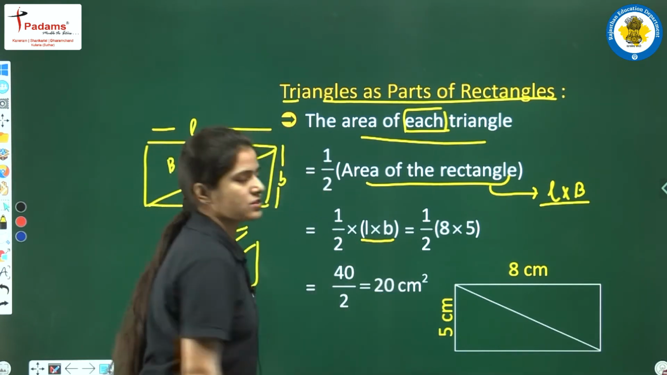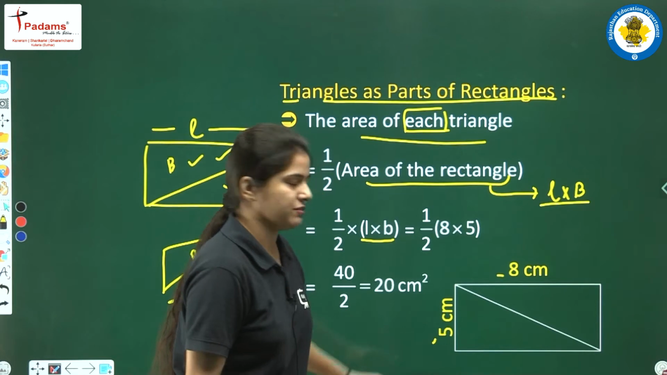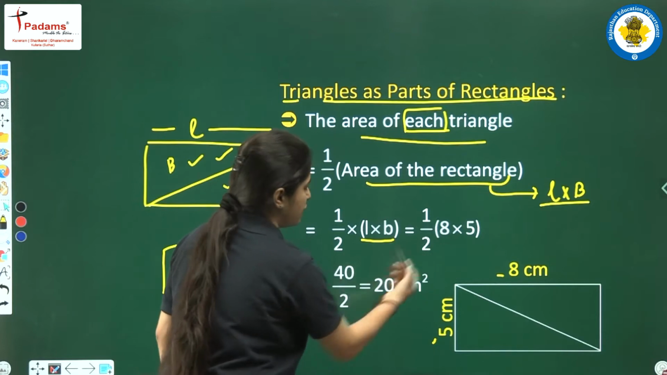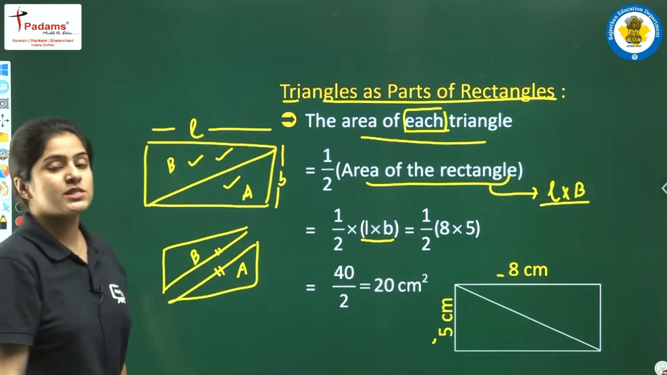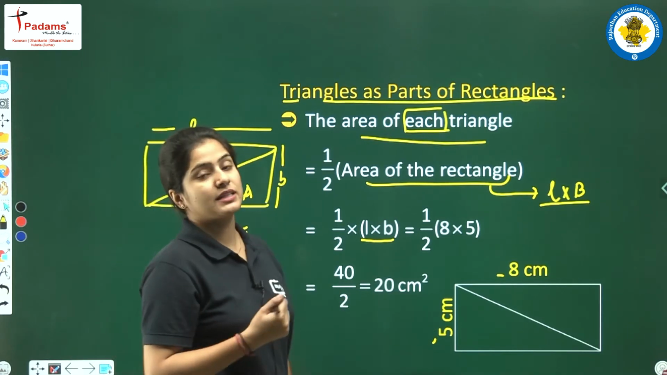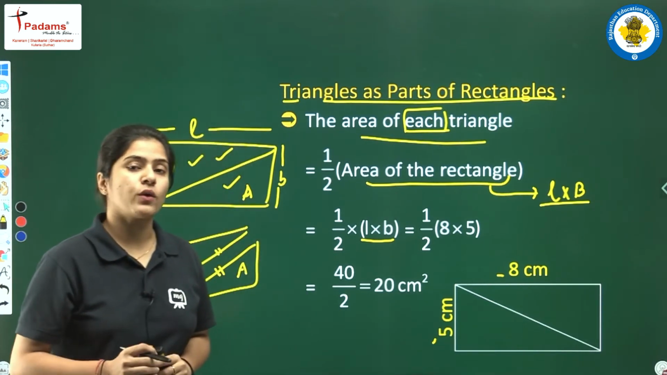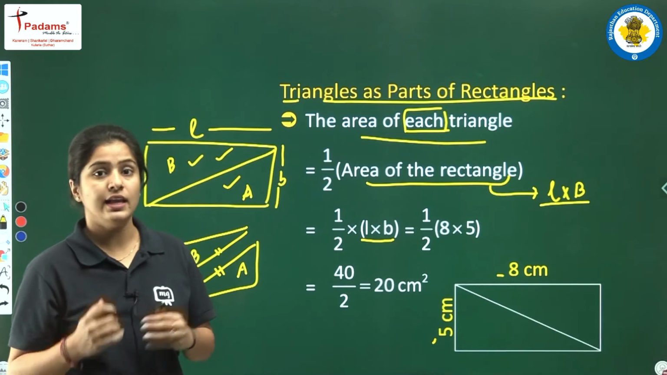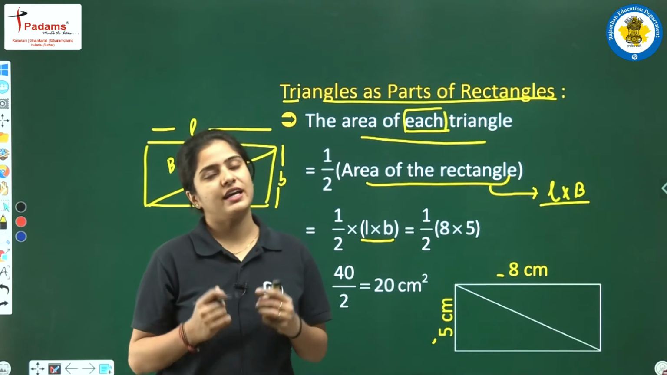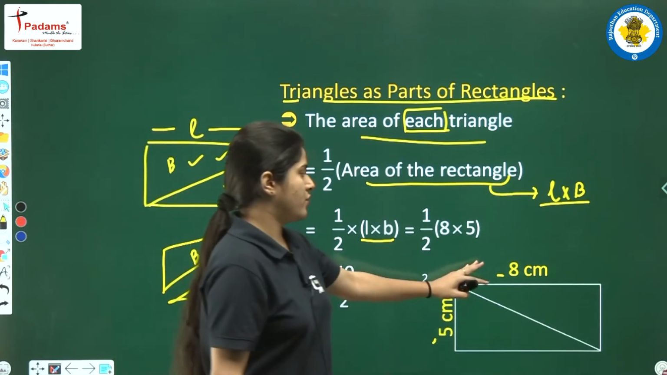So in this particular rectangle, students, its length is 8 and its breadth is 5. Half into 8 into 5 is equal to 8 into 5, 40. 40 divided by 2 is equal to 20. So it is 20 centimeter square, because we know that if we are talking about area, then the unit of area is unit square. So if a triangle is a part of a rectangle, then its area is half of the area of the rectangle. This is the triangle as a part of a rectangle.